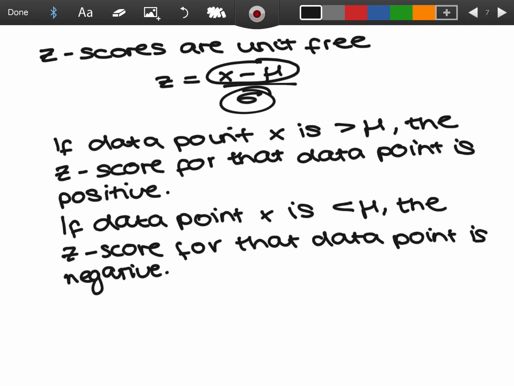Okay, so the reason we like z-scores is because they're unit free. Every single data point in your list of data is going to have an associated z-score, and the z-score just tells you how many standard deviations that data point is away from the mean. So it tells you how far a data point is from the mean, but talking in terms of numbers of standard deviations away from the mean, rather than just telling you the distance away from the mean. Okay, so it just gives you a unit-free way of showing us how far a data point is away from the mean.